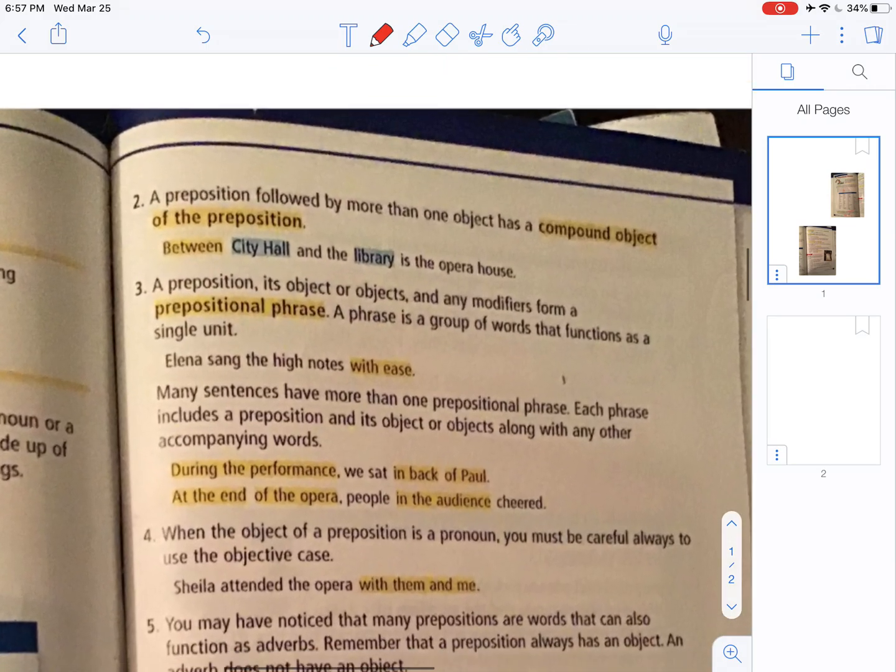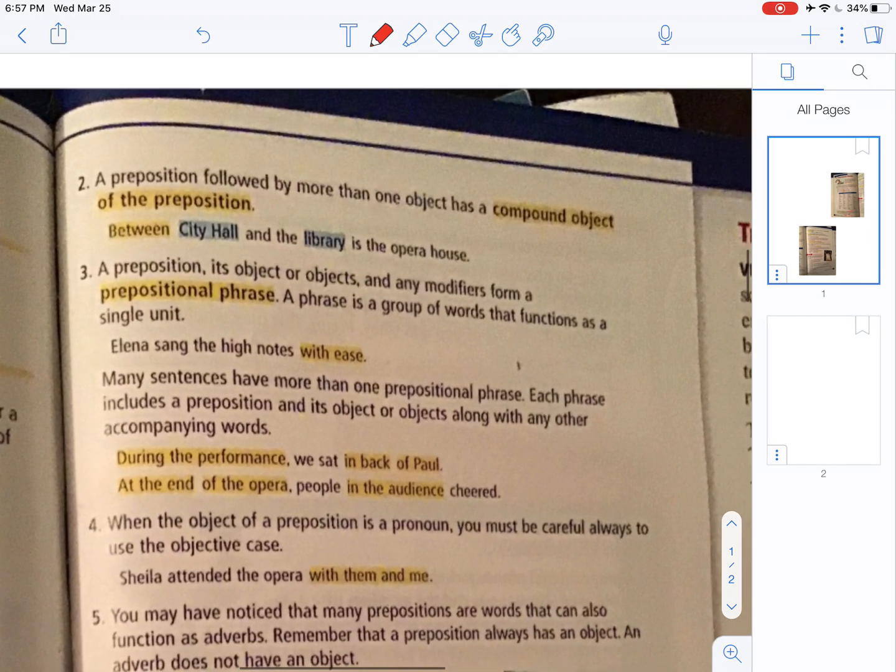Okay, let's move right along here. Sometimes you're going to have a preposition that's going to be followed by one or more objects, and that's called a compound object of the preposition. So, between City Hall and the library is the opera house.